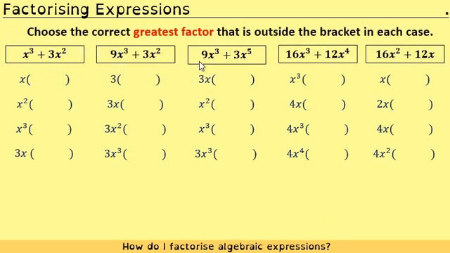So here I have 1, 2, 3, 4, 5 expressions. Now, for each expression, I've given you 4 options. And I want you to choose, for each one, the correct greatest factor that is outside the bracket in each case. So for this one, you need to choose which of these 4 options has the greatest possible factor outside of the bracket. There is one correct answer for each. So pause the video now and have a go.